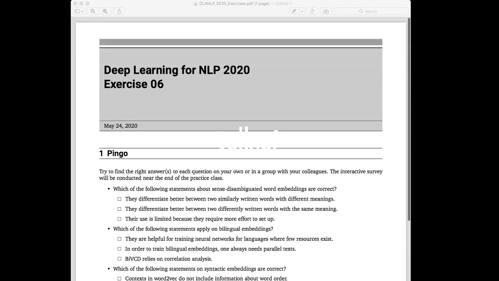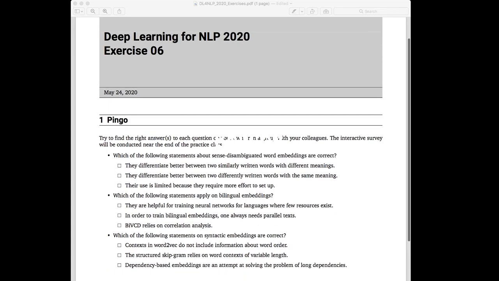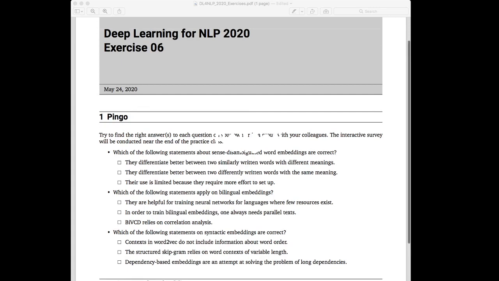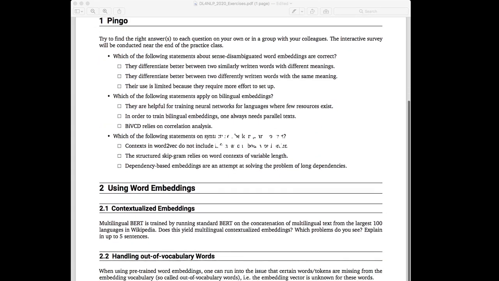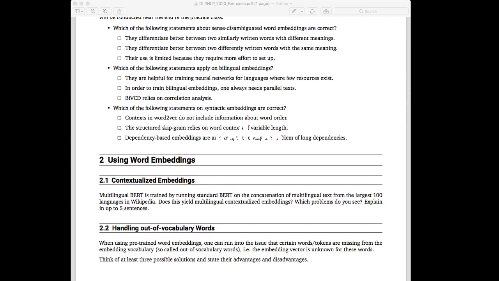Let's have a quick review for the questions in this exercise. As usual, we provide bingo questions where you need to find correct statements from your understanding about multi-sense word embeddings, bilingual embeddings, and syntactic embeddings. You are free to refer to the slides from the lecture and exchange with your peer students.